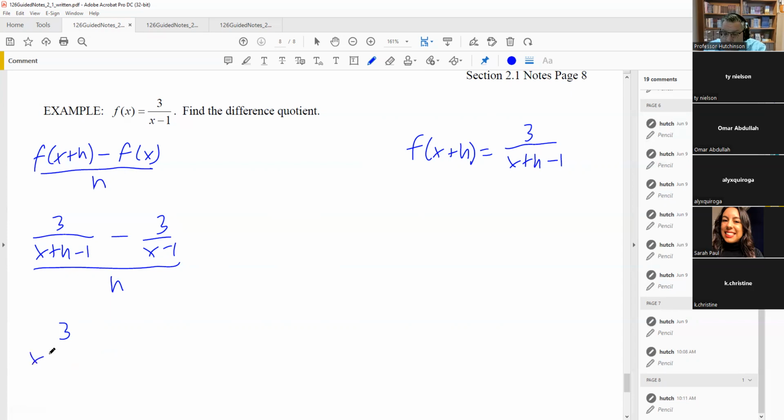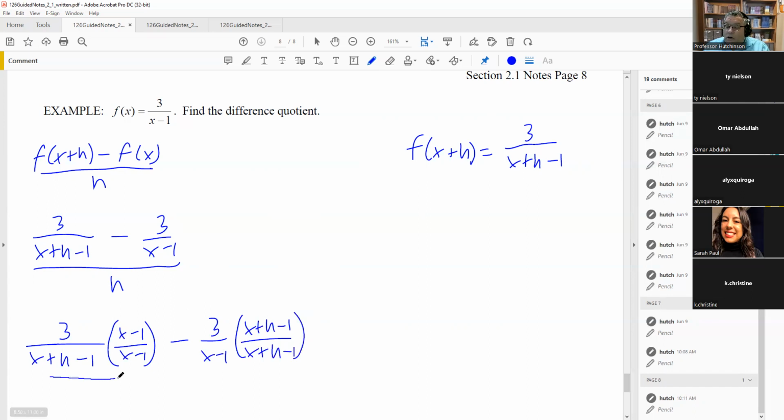So x plus h minus 1. This one has the x plus h minus 1. However, it's missing the x minus 1. So I'm going to multiply top and bottom by x minus 1 over x minus 1. Then over here, this one has the x minus 1. But it's missing the x plus h minus 1 over x plus h minus 1. So I'm going to multiply that. All that is going to be over h. Okay. So now I'm doing that to get common denominators.